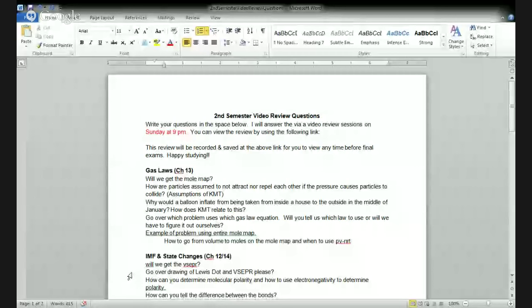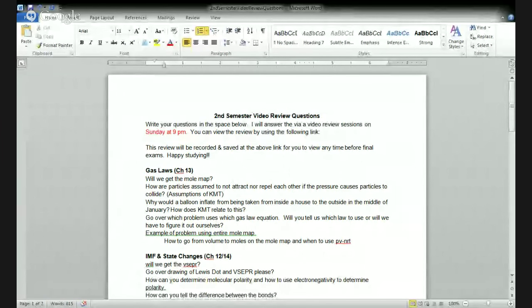The very first question that I got was, do we get the mole map? No, you do not get the mole map. You must provide your own mole map, so make sure that you write that down on your cheat sheet. So no, you do not get the mole map. And we're going to go ahead and screen share. All right, so let's start getting questions other than do I get the mole map?